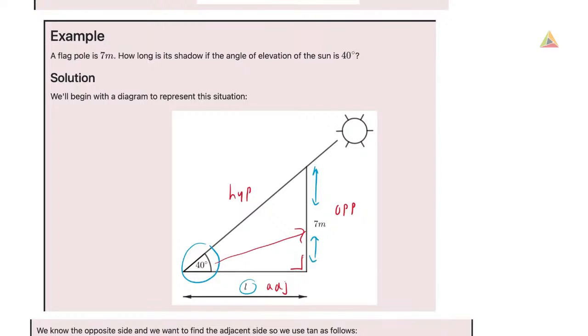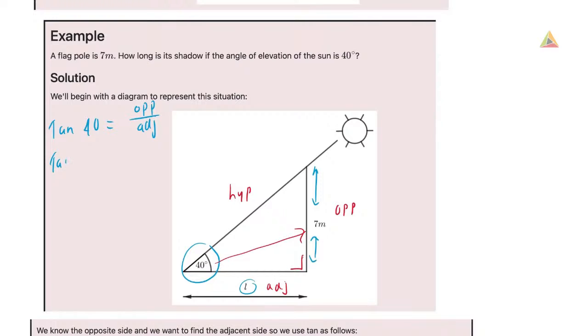So we now need to come up with a formula. It must include the adjacent because that's what we're looking for. And if we look at the triangle, we don't have what the hypotenuse is, so we can't use that, but we can use the opposite. So we need a formula with the opposite and the adjacent. And that formula is going to be tan, so TOA. So the tan of 40 is equal to the opposite over the adjacent.